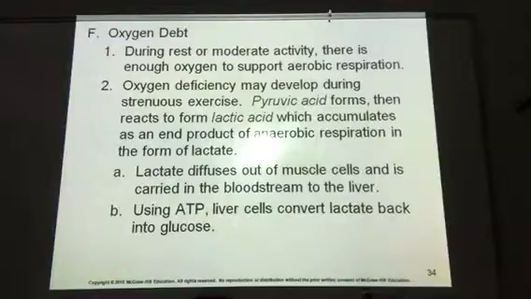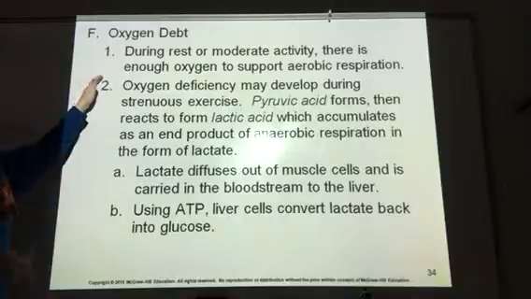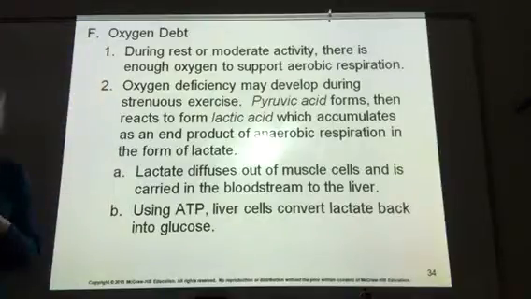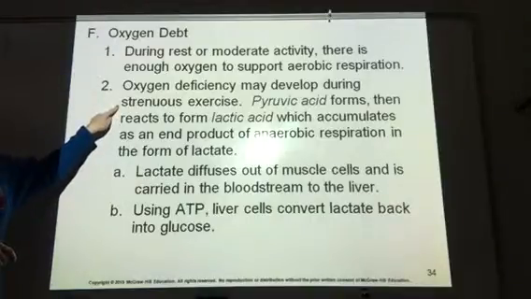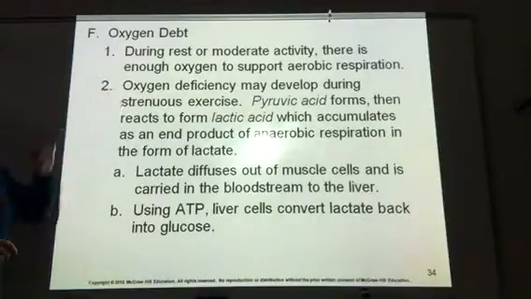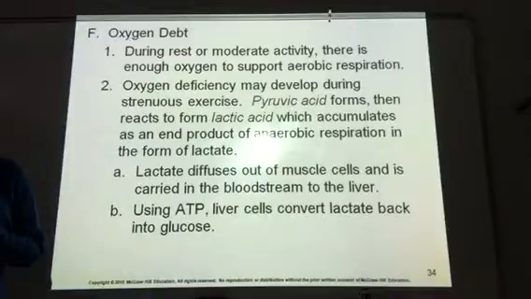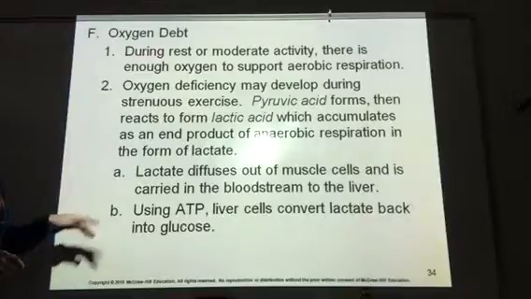So during rest or light to moderate activity, we have enough oxygen to support respiration. That storage in that myoglobin, there's enough there. It supplies for cellular respiration. Energy is easily available. When we have strenuous exercise, we may encounter this oxygen deficiency or an oxygen debt, where our body's not getting enough oxygen.